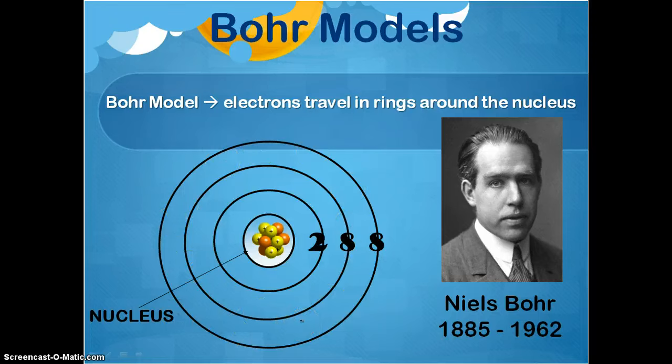Now we have some rules we have to follow when drawing these Bohr models. A total of 2 electrons may fit on my first ring, 8 electrons can fit on my second ring, and 8 electrons can fit on my third ring. I must fill up those inside rings before I'm able to put any electrons on any of those outer rings. So each level has to be filled before you can go to the next level.